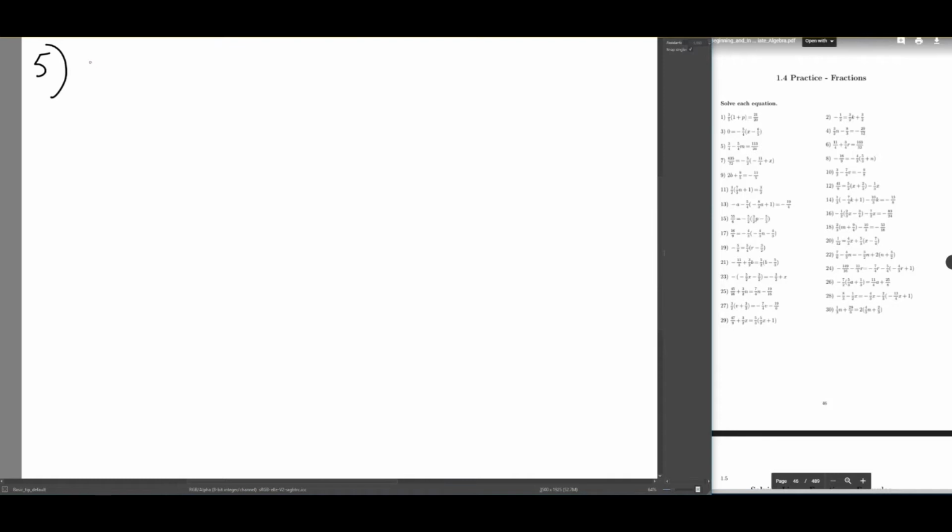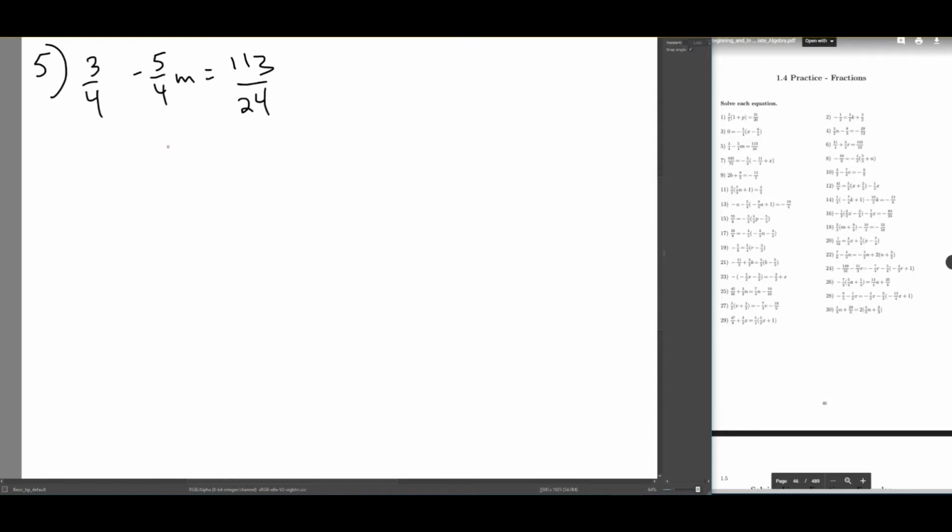Yeah, 1 over 6, got it. Moving along at kaleidoscopic speed. Problem 5. Let's go, problem 5. I don't know what just happened there.